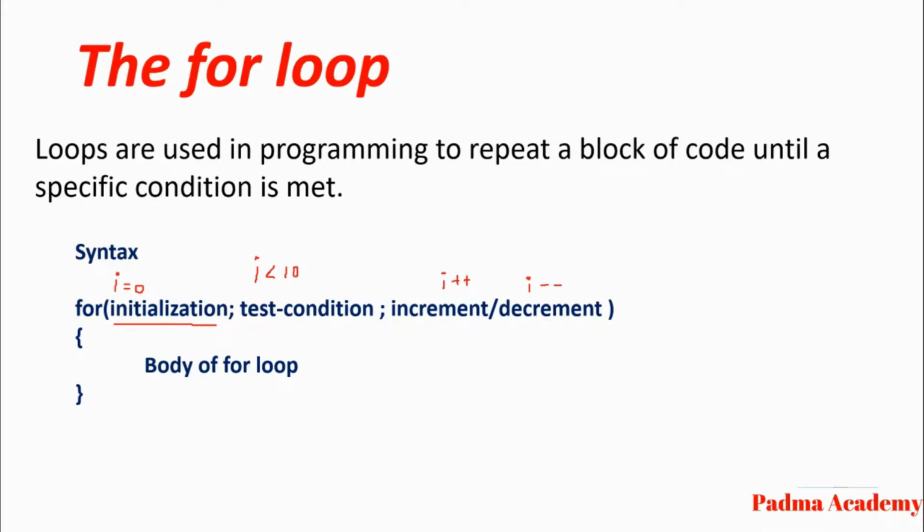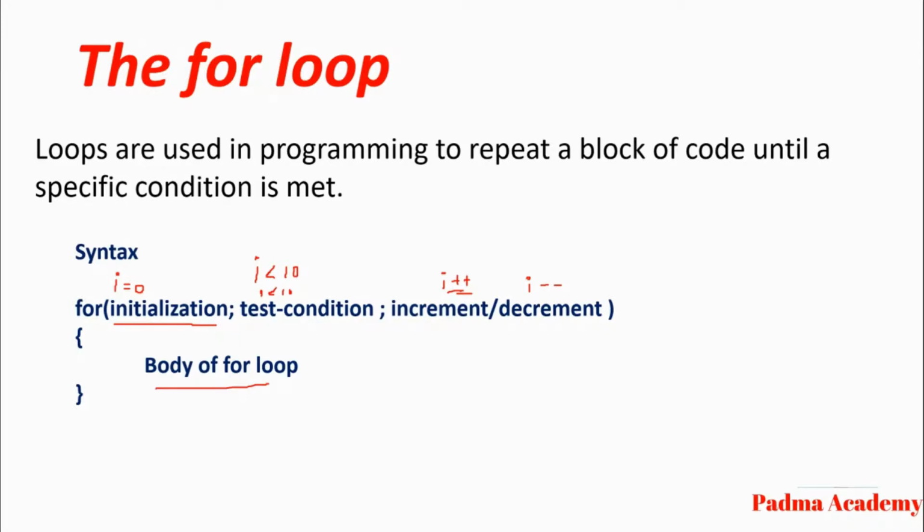Initially it will initialize i is equal to 0. Then it will check the condition, is i less than 10. Then it will replace the value, that is, is 0 less than 10? Yes. Then it will execute the body of the loop. Then it will again increment i. Then it will check, is 1 less than 10, because after one execution the value of i becomes 1 due to this increment.